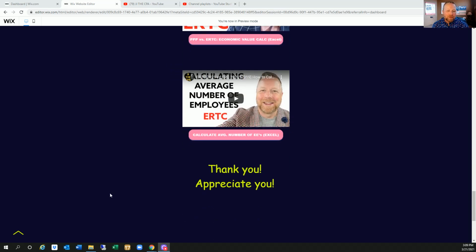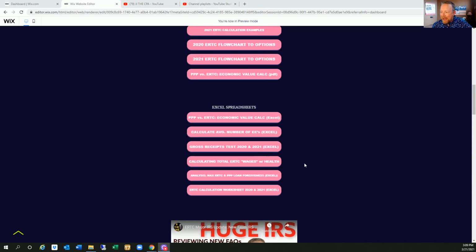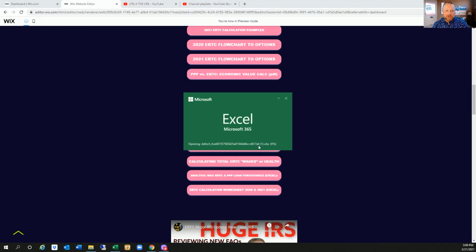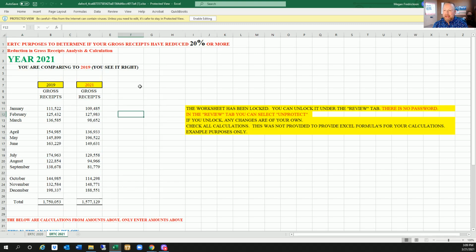But what I want to focus in on is the gross receipts test. And here I have available amongst all these Excel spreadsheets that I broke out separately for you, the gross receipts test that we're going to look at for 2020 versus 2021. We do know that for 2020, it's a 50% decrease that is required quarter to quarter from 2020 to 2019. And then in 2021, though, it's only a 20% reduction in gross receipts that's required.